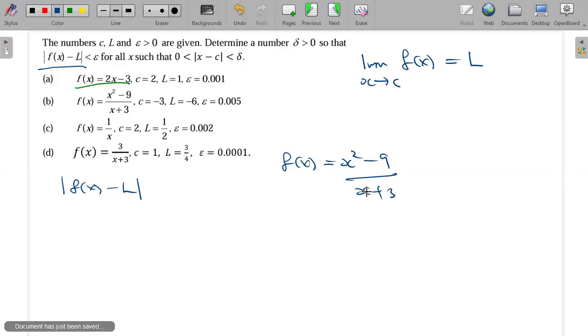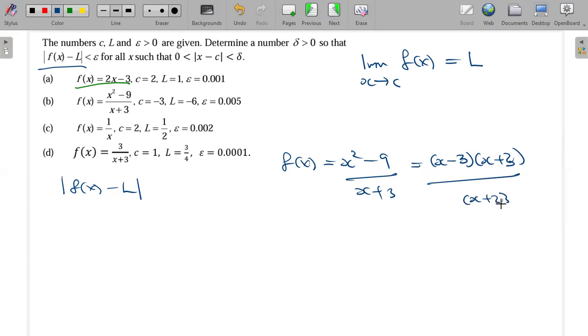Now guys, you can just factor this out. On top, you can complete it, it's just the difference of 2 squares. So you're going to have x minus 3 times x plus 3, and then you're dividing by x plus 3. So meaning this one and this one can cancel out. And then you just have f of x being x minus 3.